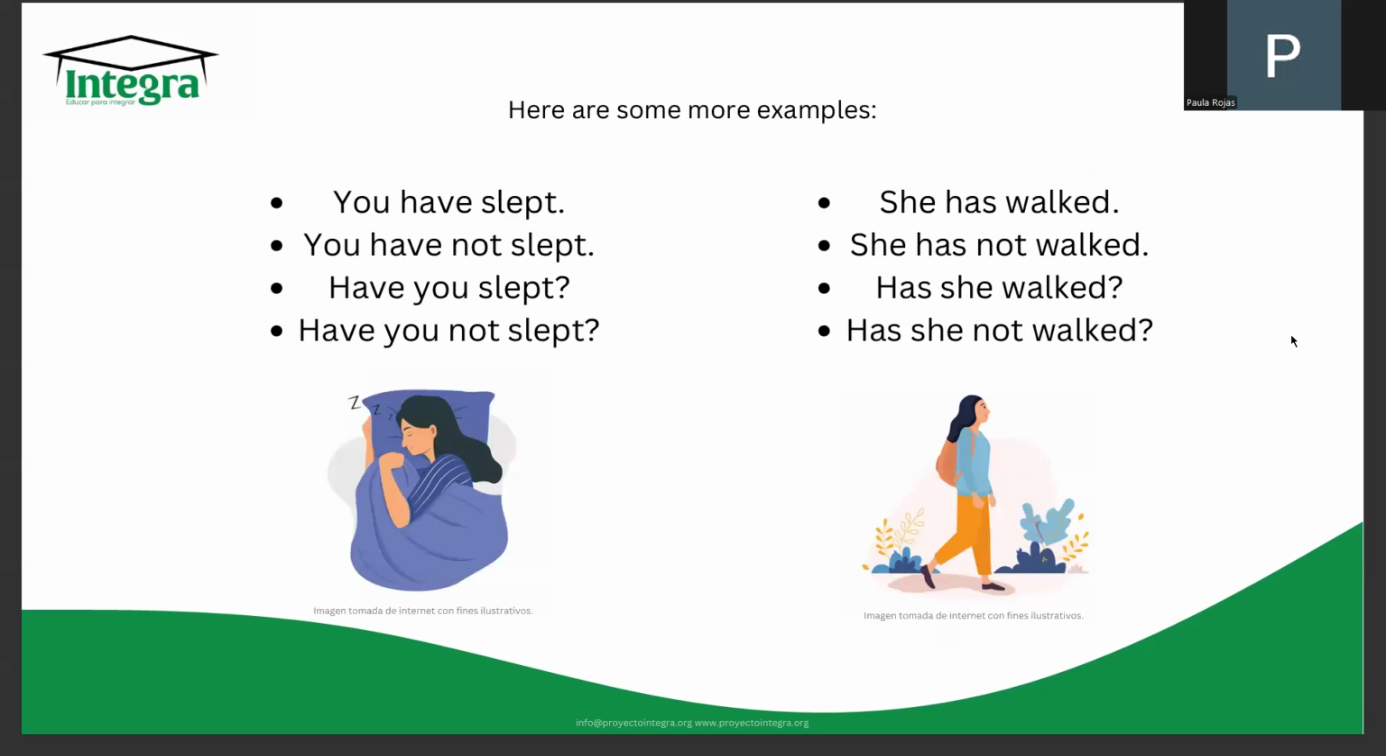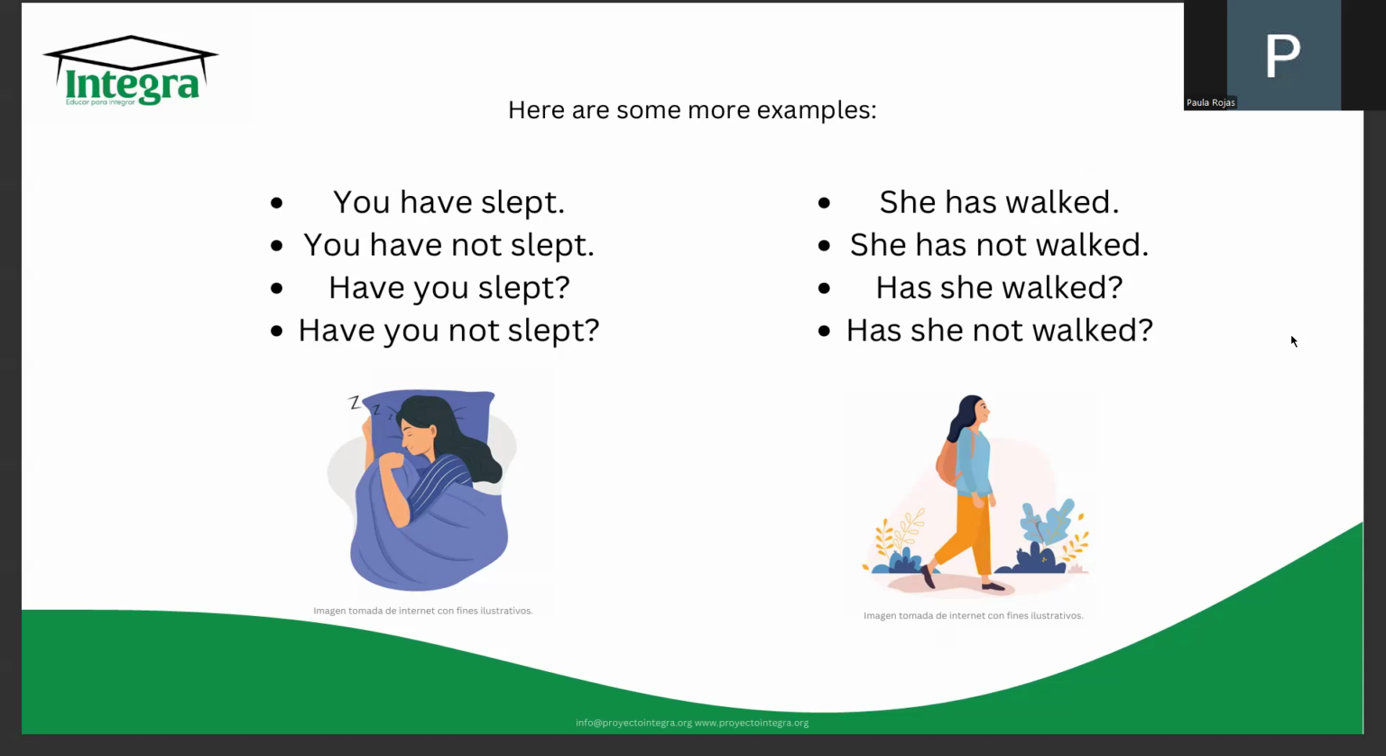¿Ok? Ahora que vimos todos los tipos de oraciones que se pueden crear con este tiempo verbal, vamos a ver un poquito más unos ejemplos con el mismo verbo en todos los tipos para que ustedes entiendan un poco mejor y quede más claro. So we have the verb sleep. For example, you can make you have not slept in affirmative. You have slept in affirmative. You have not slept in negative. Have you slept as a question? And have you not slept as a negative question?